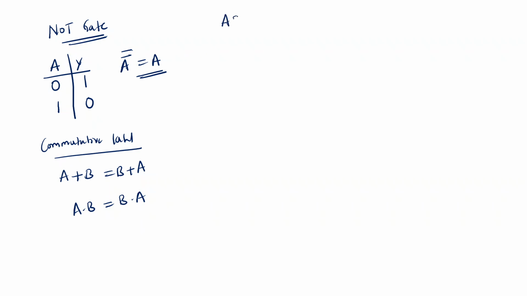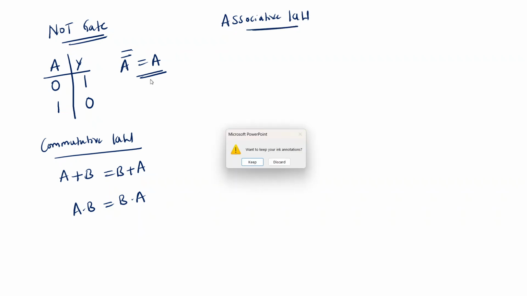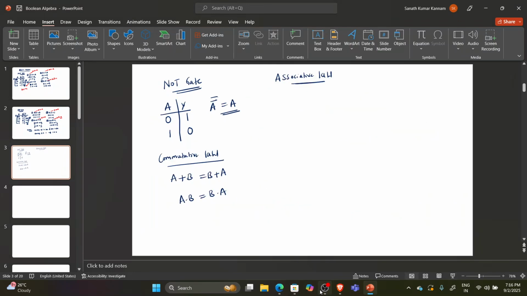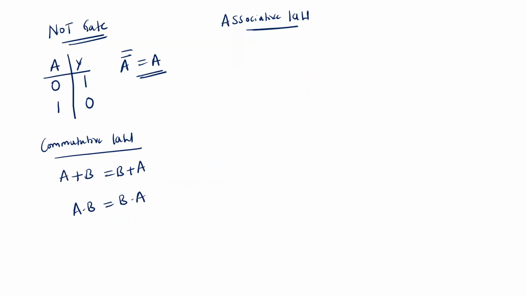And next is associative law. Associative law is nothing but, so what is this associative law? Associative law means you can consider this as same. You can consider it as the same.